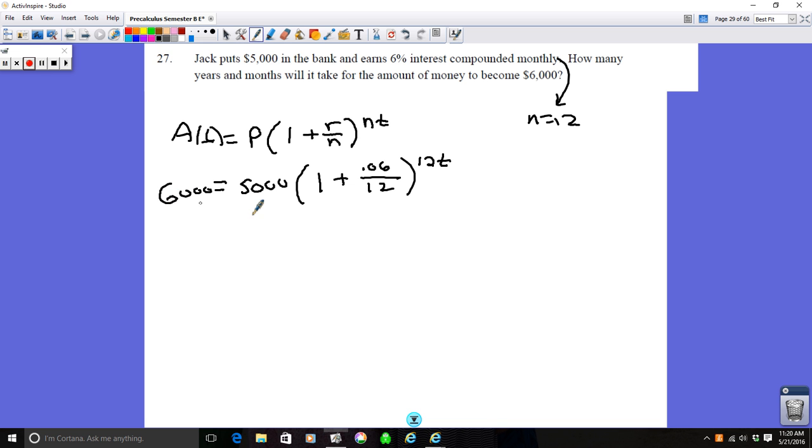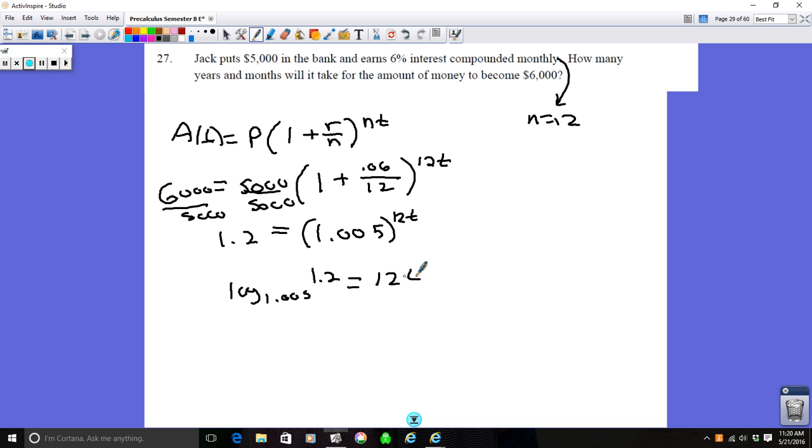Okay, so there's a whole lot to do here. What I did next is I simplified what was in here. I took 0.06 divided by 12, and then I added 1, and that got me 1.005 to the 12t power. I divided by 5,000, and I got 1.2. So now I'm in exponential form. Can't do anything more, so I'm going to make it log. So log base 1.005 of 1.2 equaling 12t. And to get the answer, you just divide by 12. So that is the exact answer right there.